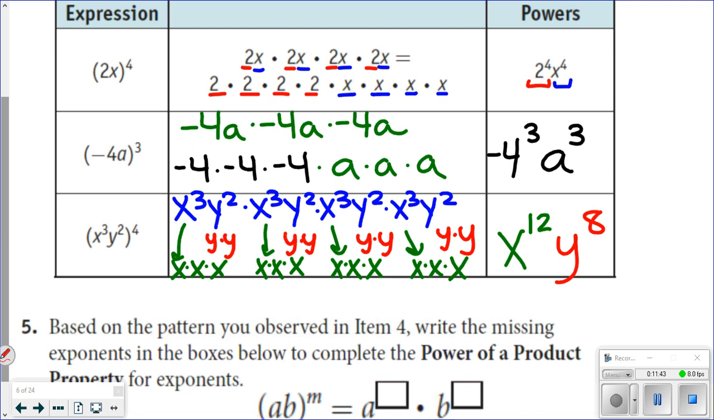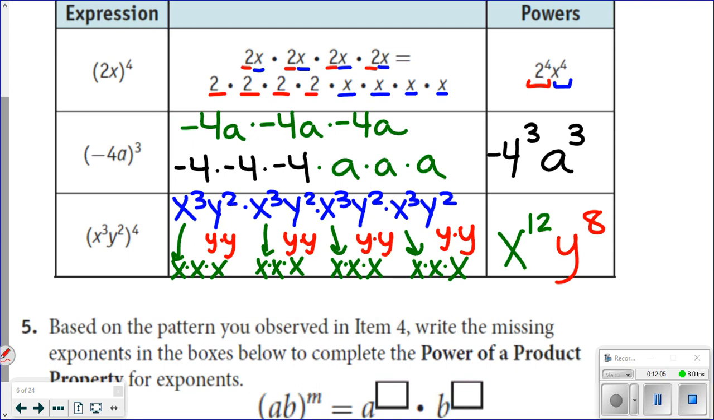Does everyone see that? So I wrote out x cubed y squared multiplied by itself 4 times because it was raised to the 4th power. Then I wrote out x cubed, which is x times x times x, and we wrote out y squared, which is y times y.